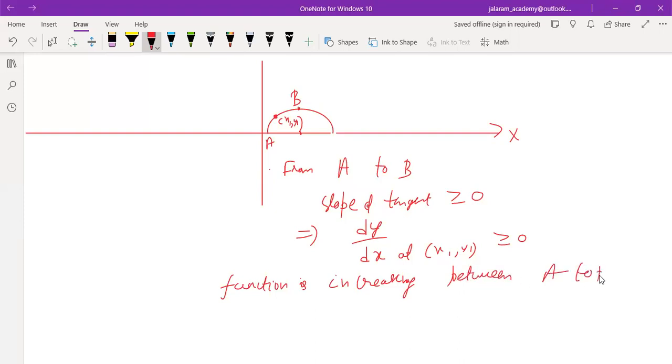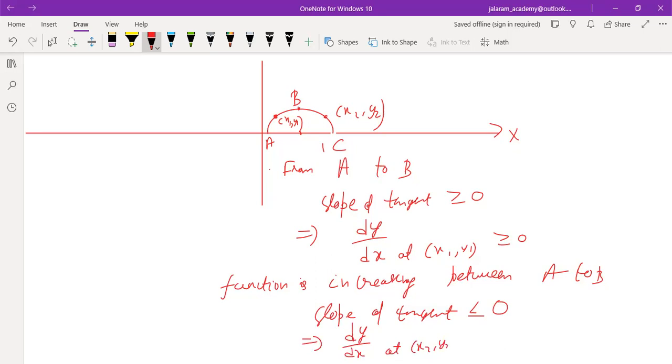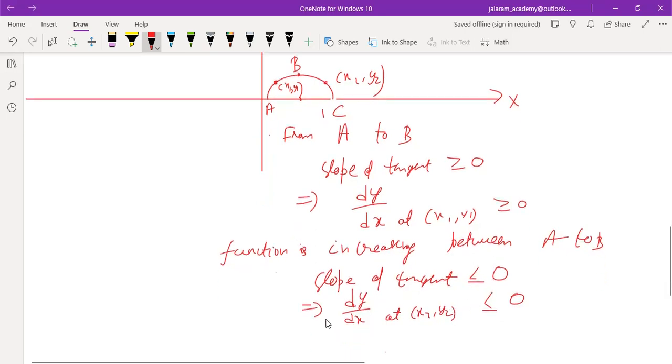And from B to C, what happened to this function? If we again find the slope of the tangent between B to C, it will always produce the tangent slope as less than 0. That is, dy by dx at x2 comma y2, which lies between B to C, is negative. Means function is decreasing between B to C.